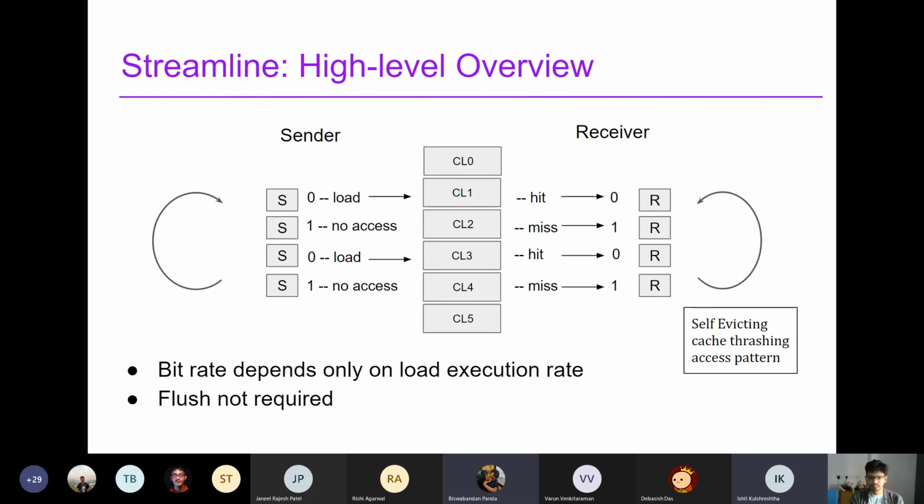I have one more question. Is the sender multi-threaded or is it a single process? Single thread, sir. Single process. Why not go for multi-threading? That will also affect the bandwidth, right? Yes, with multiple parallel streamline channels. We are building two streamline channels. Did they talk about that? No, they have talked only about a single channel using Streamline.